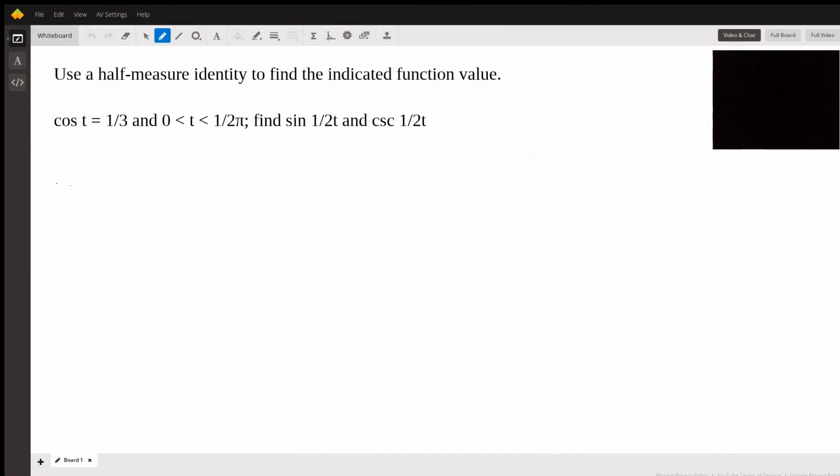This question has to do with the half angle formulas. This is something that you would see in pre-calculus or maybe in combination with the Honors Algebra 2 class.